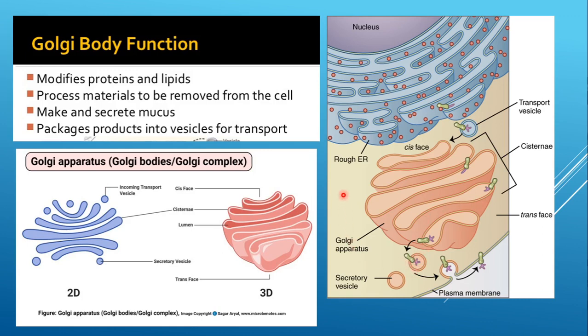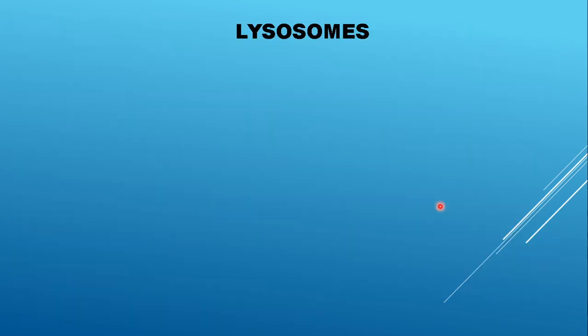If required, it will be used in the cell, or if it has to be transported out of the cell, it can be moved out through the plasma membrane to be used by other parts. So this is the main function of Golgi bodies.